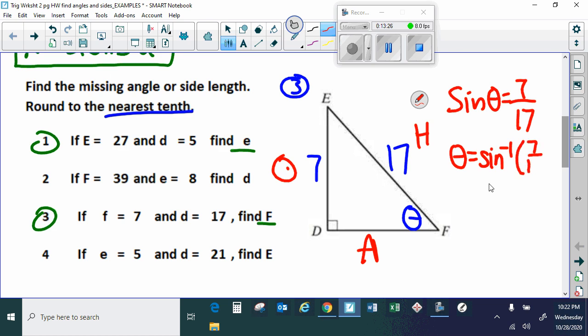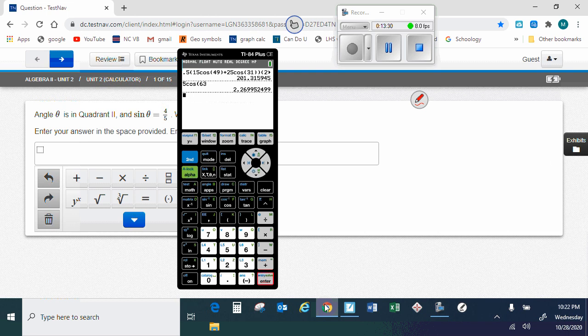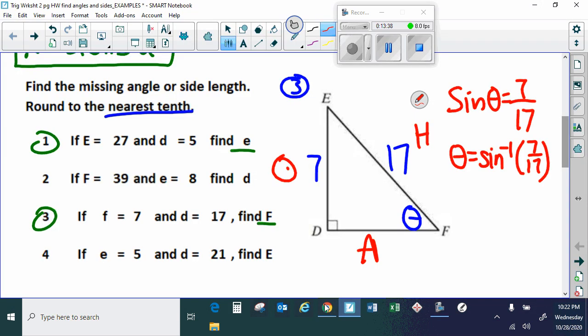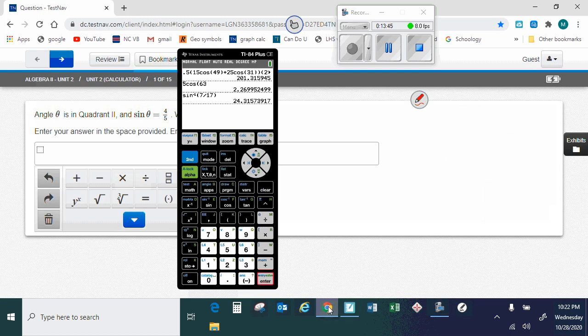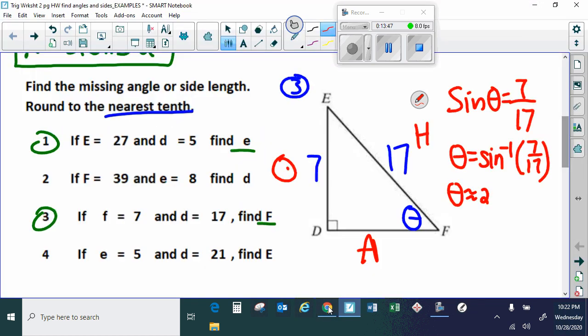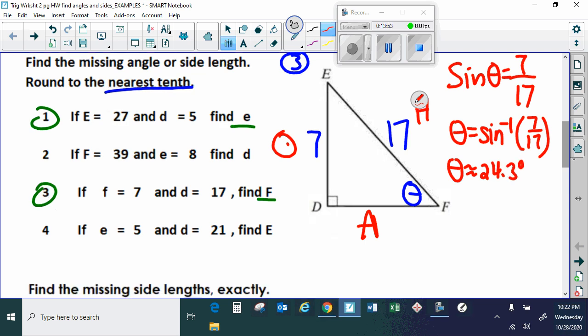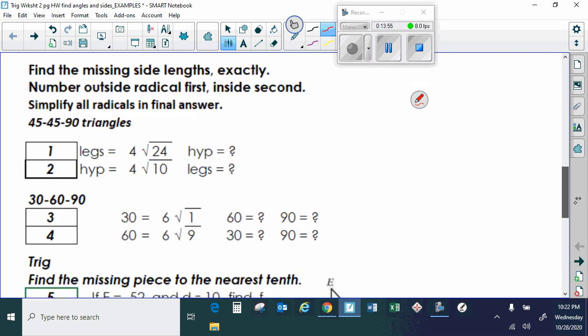And now I just type that in my calculator. Inverse sine of 7 divided by 17. And that's 24.3. So what's the nearest tenth? Theta is approximately 24.3 degrees. Okay, so there's that one. All right, let's go ahead and move down here now.